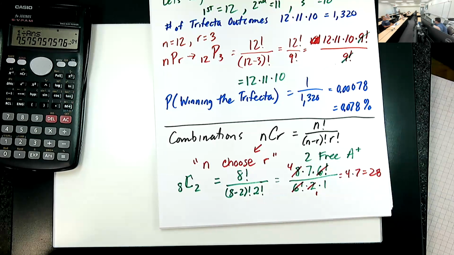And R is the sample. R is the number of objects chosen. So in this case, I was picking 2 people. N is the number of people in the sample. And there's 8 of you.